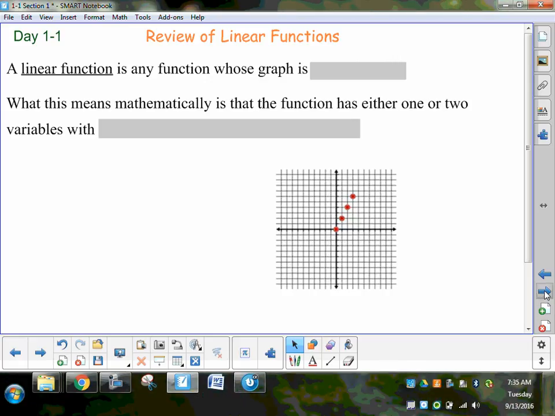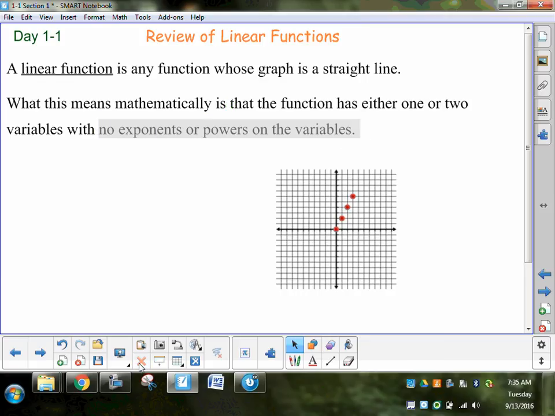The first thing that we're going to review is linear functions. A linear function is any function whose graph is going to be a straight line. There's also something called a constant function that we're going to look at. A constant function, when you graph it, is also a line. Mathematically, a linear function has either one or two variables with no exponents or powers on the variables other than 1, because 1 is implied.